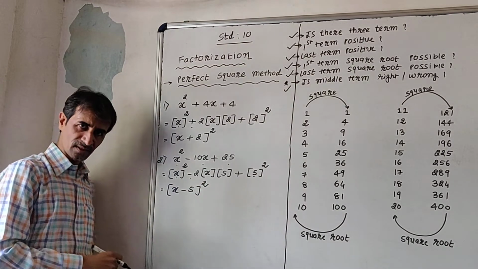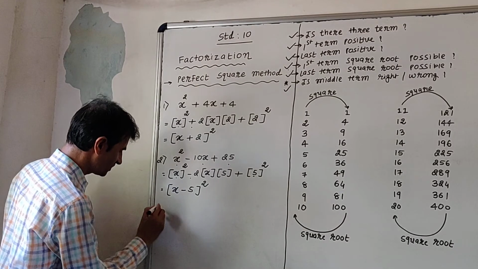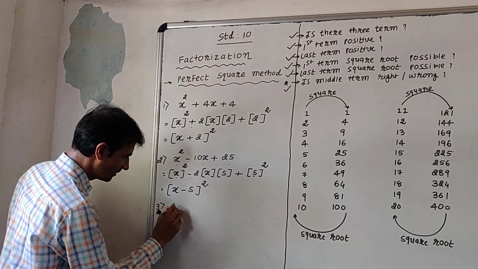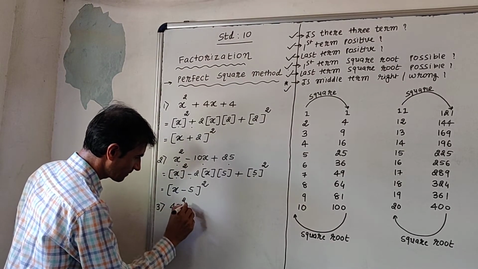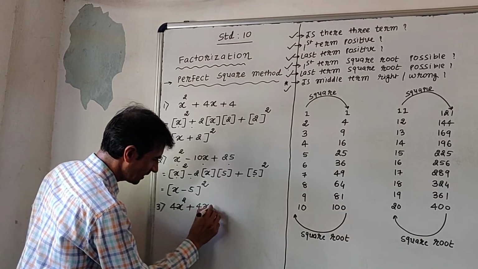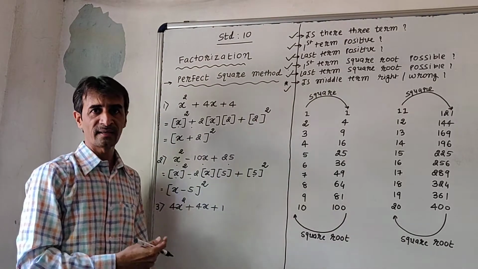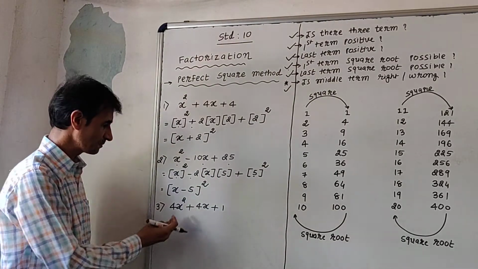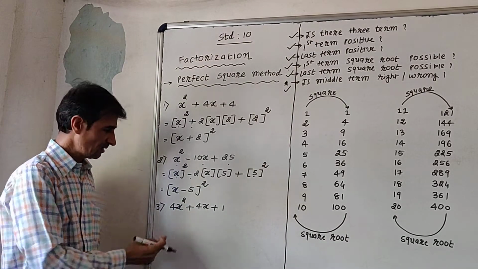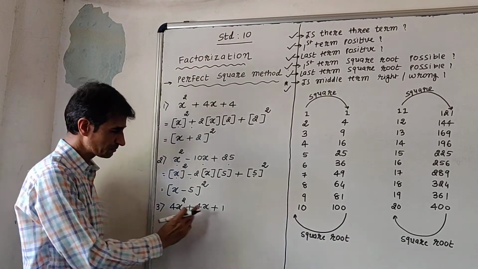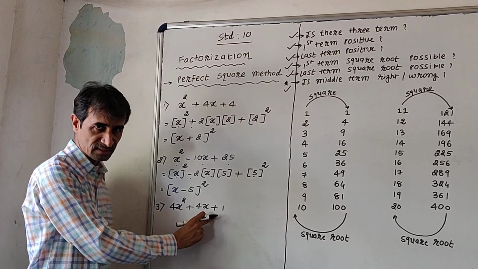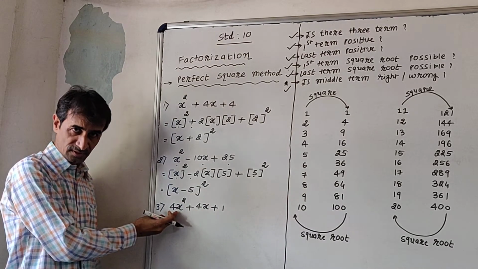It is quite simple. Now we can take the third question. It will be quite different. 4x square plus 4x and plus 4. Now again I want to ask the question answer. Is there 3 term? Yes. First term positive? Yes. Last term positive? Yes. The first term square root is possible.